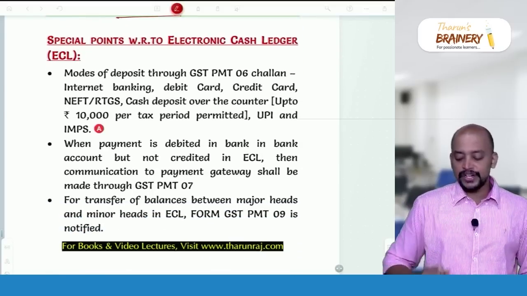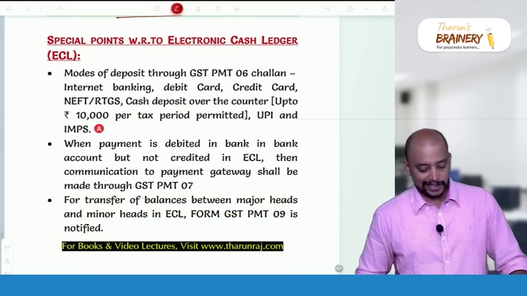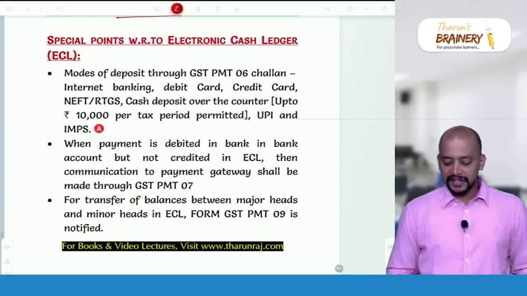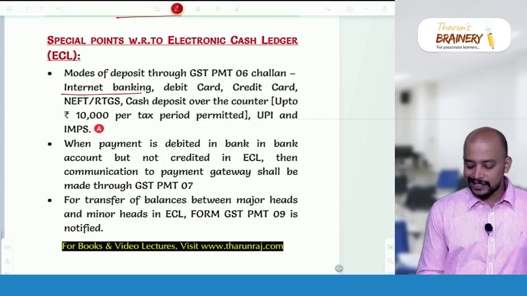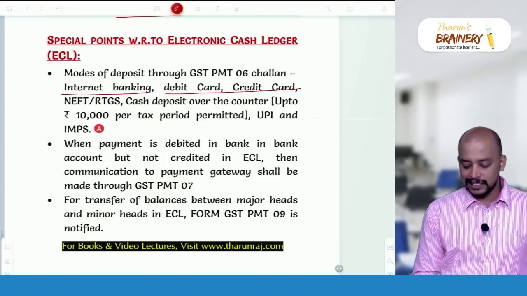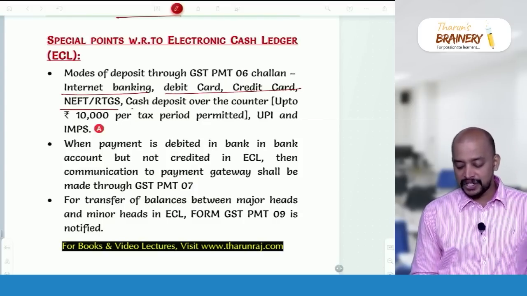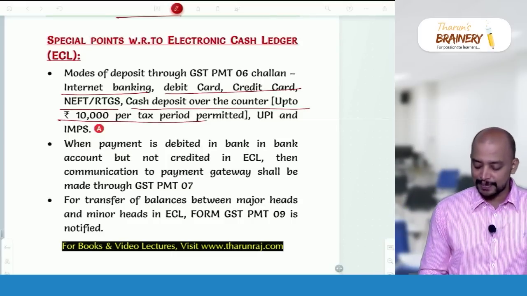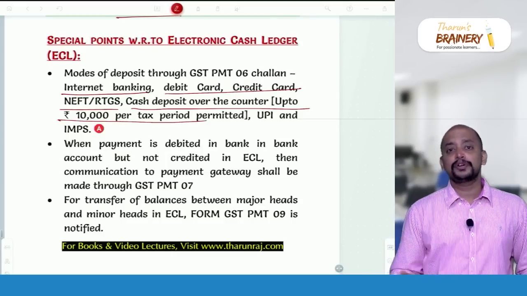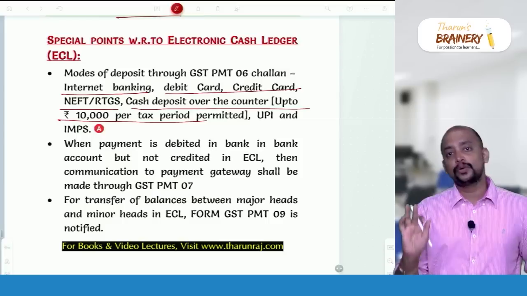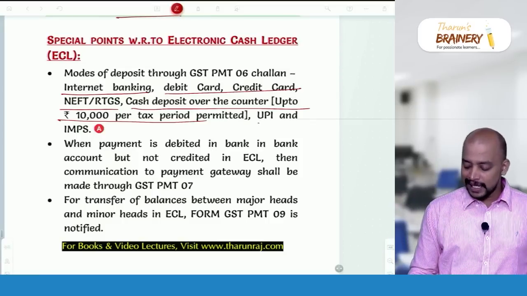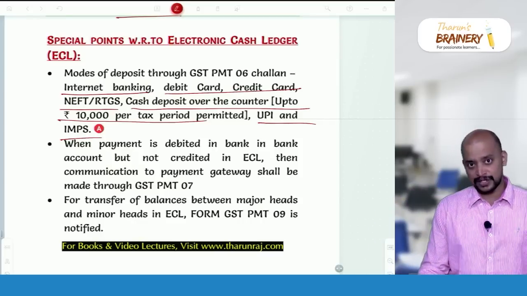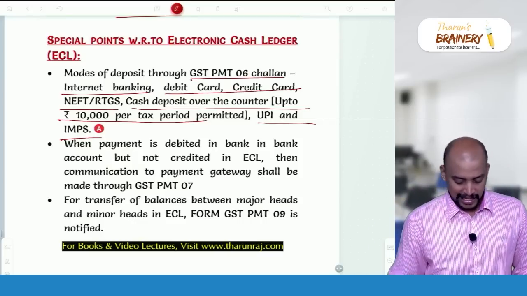Now, special points with respect to the electronic cash ledger. What are the various modes of deposit into the cash ledger? We can make the payment through internet banking, debit card or credit card, NEFT, RTGS, or cash deposit over the counter. But cash deposit over the counter is limited to 10,000 rupees per tax period, and this cash deposit includes demand draft, cheque, etc. UPI and IMPS have no limit, so that is newly added. So these are the various modes of deposit through the PMT6 challan.